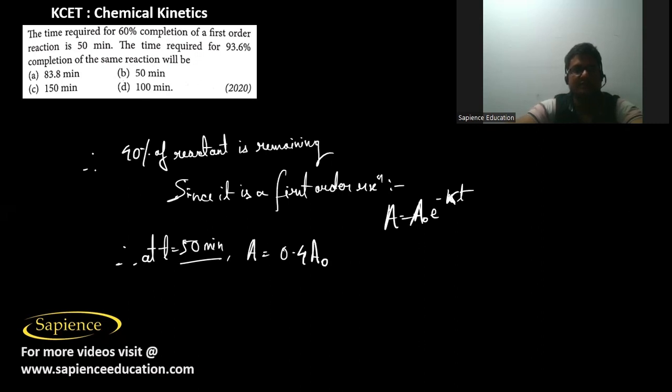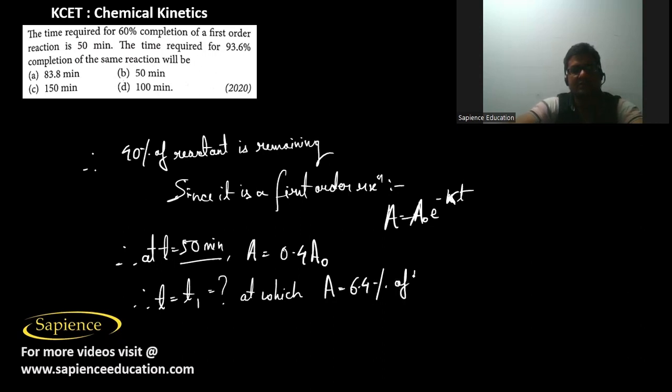And it is asked to find the time required for 93.6% completion of the same reaction. Now, we have to find out the time t1 at which A will be equal to 100 minus 93.6, that is 6.4% of A naught. So that will be equal to 0.064 A naught. So that time will be how much? That is being asked.